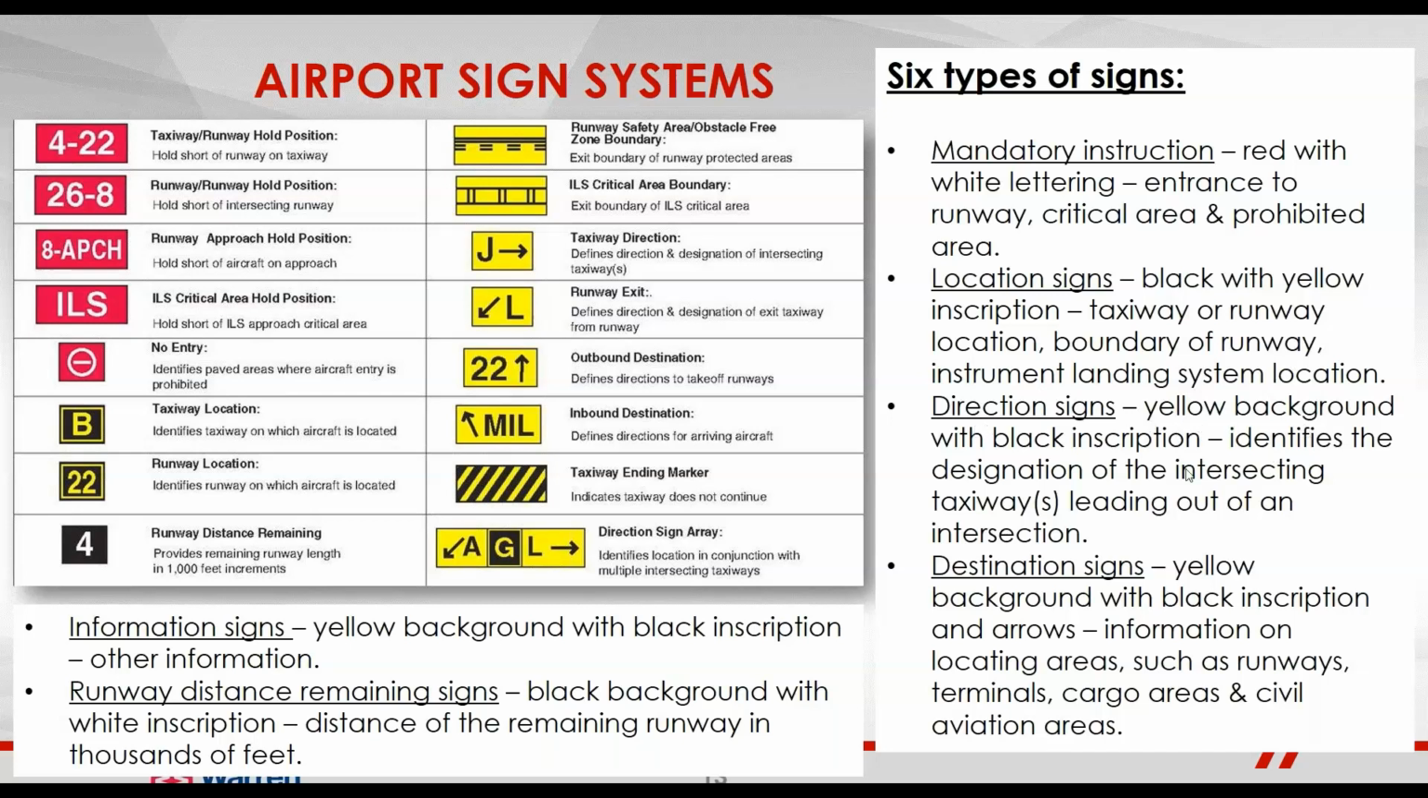Directional signs will be yellow background with the black inscription, identifying the destination of the intersecting taxiways leading out of an intersection. Destination signs, yellow with a black inscription and arrows, give information such as runways, terminals, cargo areas, civil aviation areas. Information signs can be yellow with a black inscription, which might give you other information, like the taxiway ending area. Runway distance remaining signs, as we said, are black with white lettering.